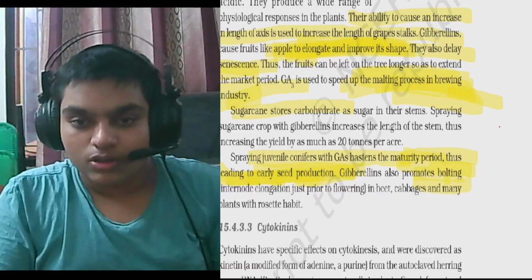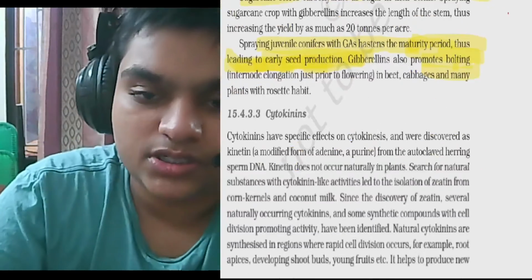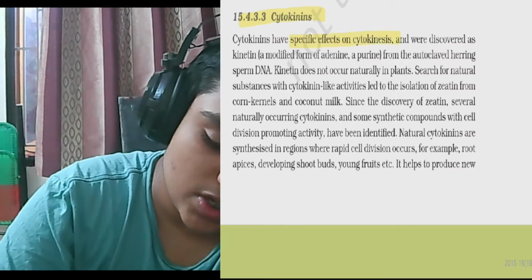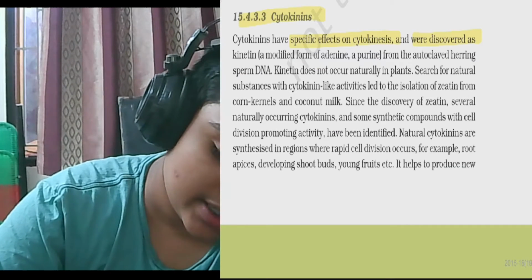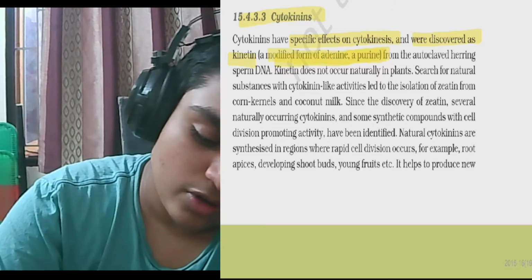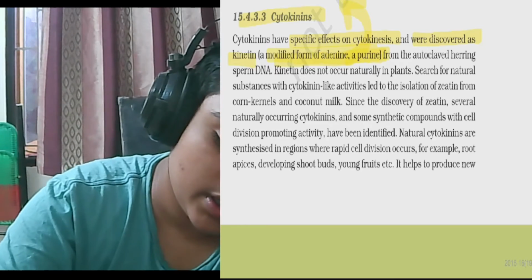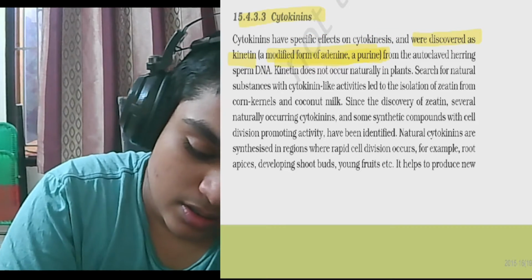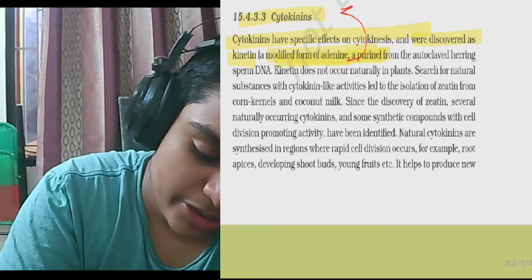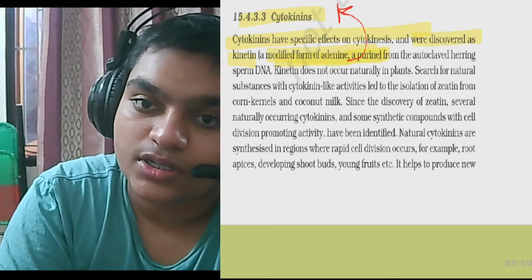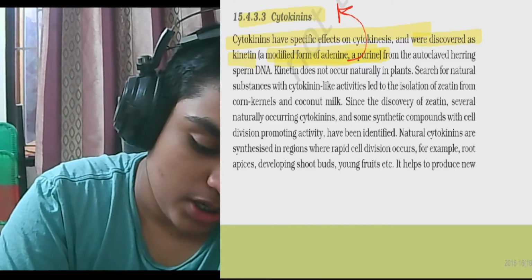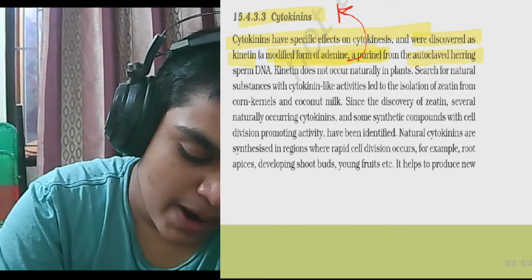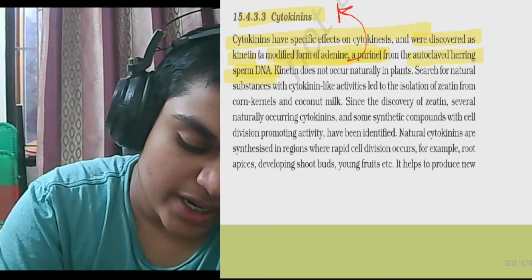Now let's move on to cytokinins. Cytokinins have specific effects on cytokinesis and were discovered as kinetin, a modified form of adenine. Adenine and purine derivatives are cytokinins. Kinetin was obtained from autoclaved herring sperm DNA.